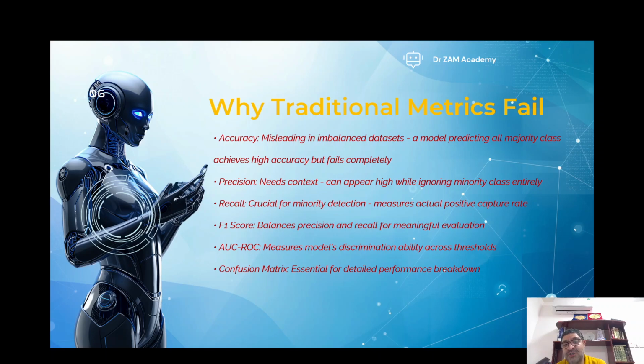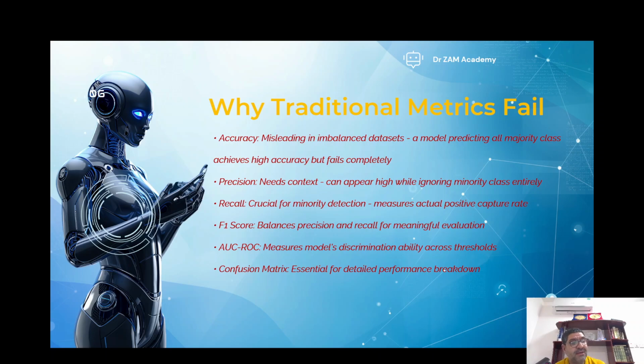Precision needs context, and can appear high while ignoring the minority class entirely. So you might be showing that precision is there, but precision has a context. Where you are giving normal data which is 98% and your model is giving 98% accuracy by just going with the majority class, it is out of context to say that the accuracy of this particular model is 98% or 95%. So accuracy has a context.